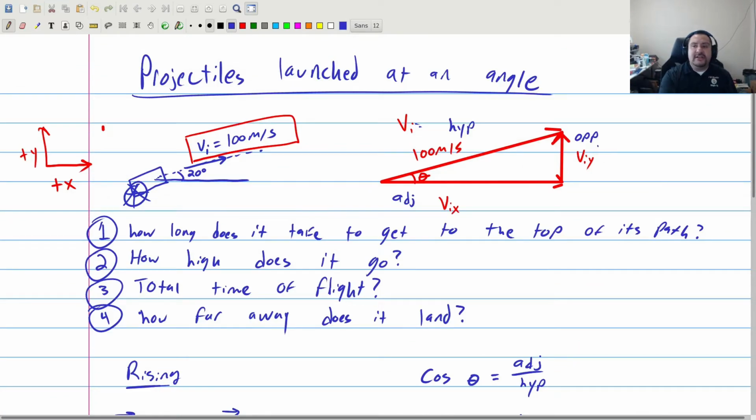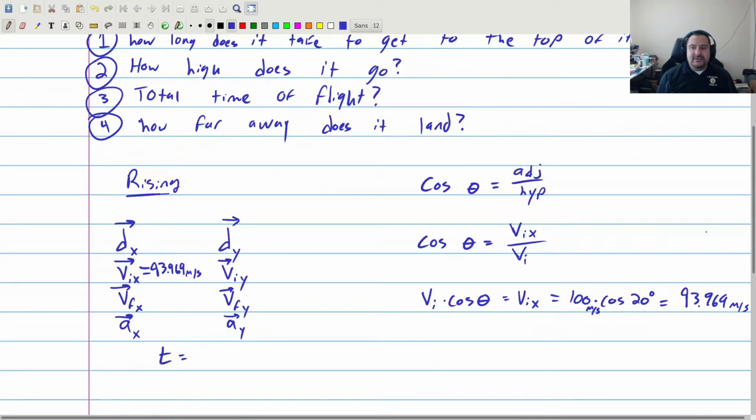Over here, you can see that the initial velocity in the y direction is the opposite side. So I need something that relates the opposite side to either of the other two sides. I could use sine and I can use tangent. Either of them is fine since I know the two other sides of this triangle. However, it's going to be a little bit better practice to use tangent because this number, 100 meters per second, we assume is exact, or at least pretty close to exact, whereas this number right here, 93.969, has been rounded. And so there's going to be a little bit of rounding error.